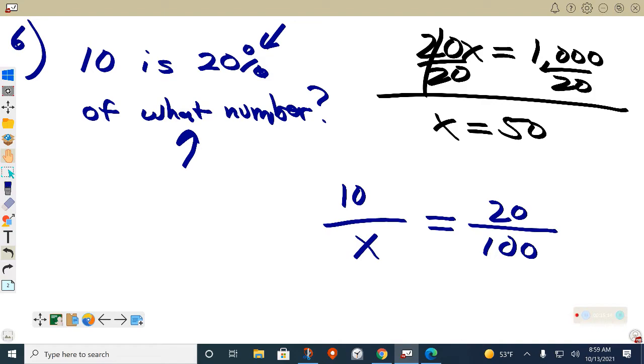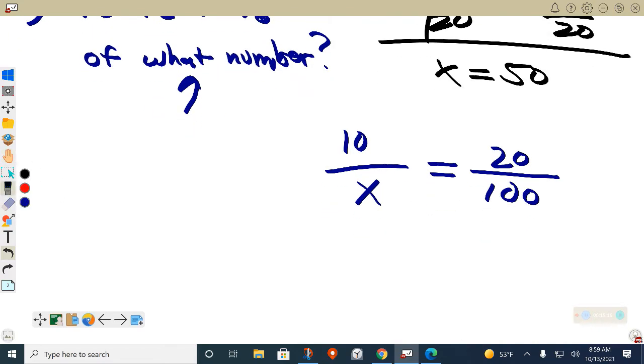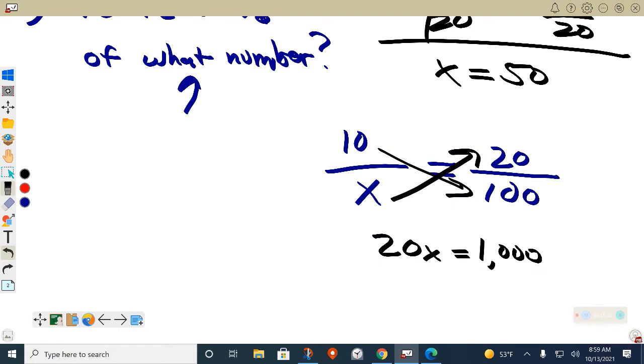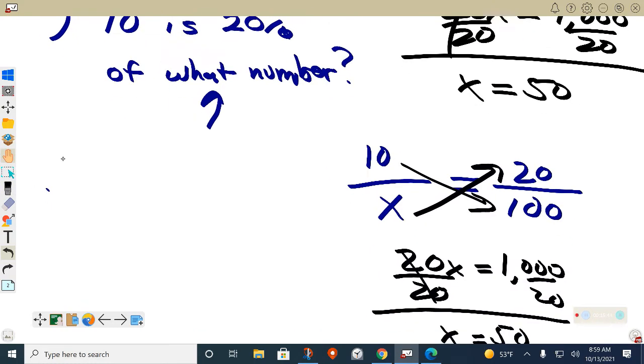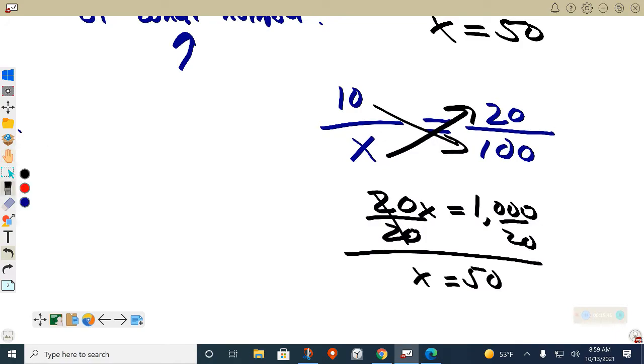So now I'm just going to cross multiply and we're rocking and rolling. Here, here. Let's see, 20 times x, I want to say it's 20x. 10 times 100 is 1,000. Nice. Divide by 20. That looks familiar. Is that 50 again? Yep. So 50. Done. Not a big deal.